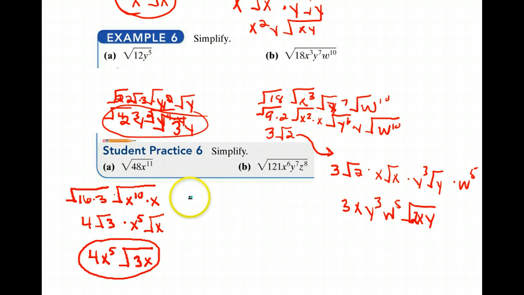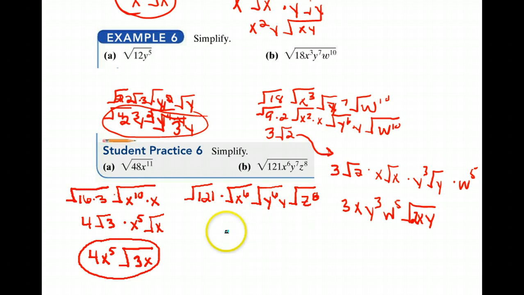And now letter B, we have the square root of 121. That does not need broken up because it's already a perfect square. We have x to the 6th. We have y to the 7th, which we will break into y to the 6th times y. And then we have z to the 8th, and since it's even, we'll leave it be. We are now ready to go ahead and start evaluating those perfect squares.